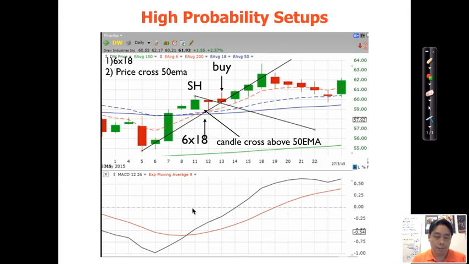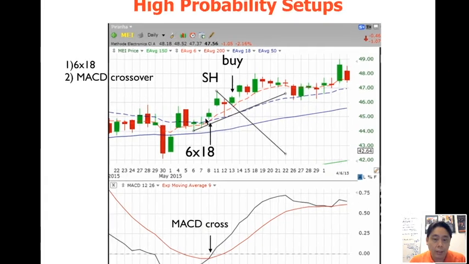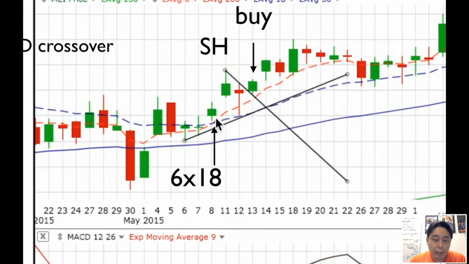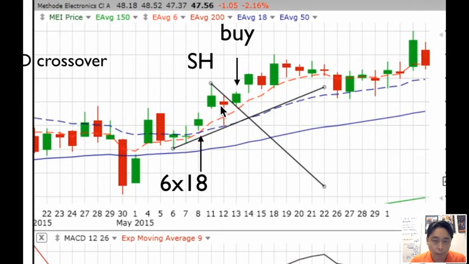MEI. This is a very nice one. So again, 6 crosses above 18, MACD crosses. So we have got 2 out of 3 conditions happening at the same time. Right after the cross, we've got a swing high candle. We've got a pullback. Again, a beautiful pullback. Lower high, lower low. Bullish pin bar, finding support at the moving averages.